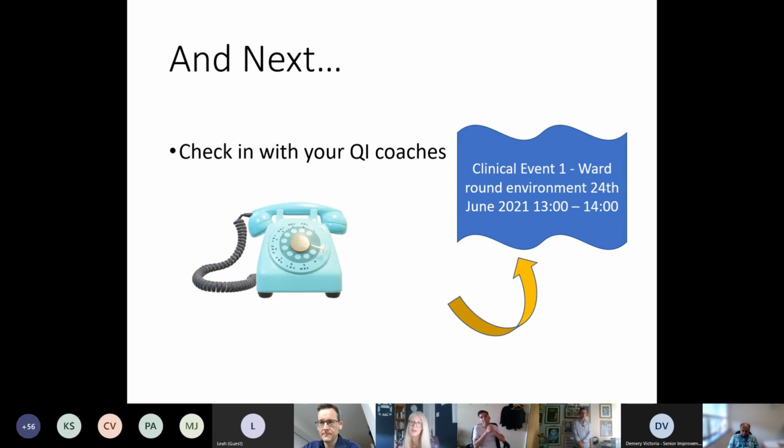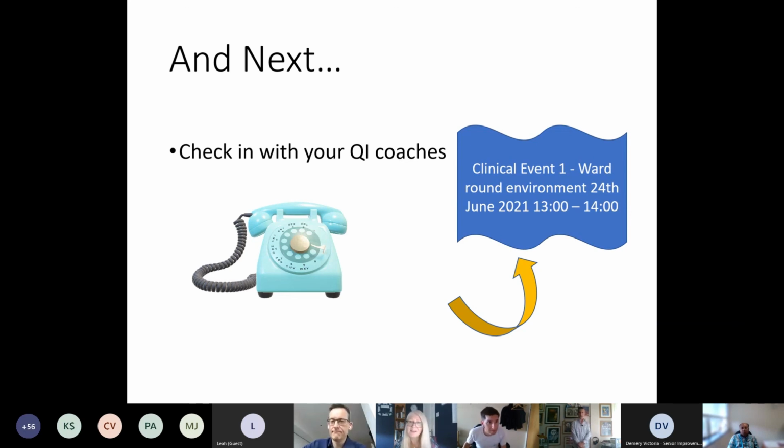So check in with your QI coaches, because there is a little bit of work to do around establishing an ABC and a driver diagram, which I think will really help to move you in that first stage of the journey. If any of you haven't been in contact with your QI coach, or you don't know what I'm talking about, please just put your email address in the chat and we will contact you. But hopefully you've all been contacted by your QI coaches. Following this session, we'll ask them to catch up with you and make sure you've got the resources and you've got a bit of a start for your project.